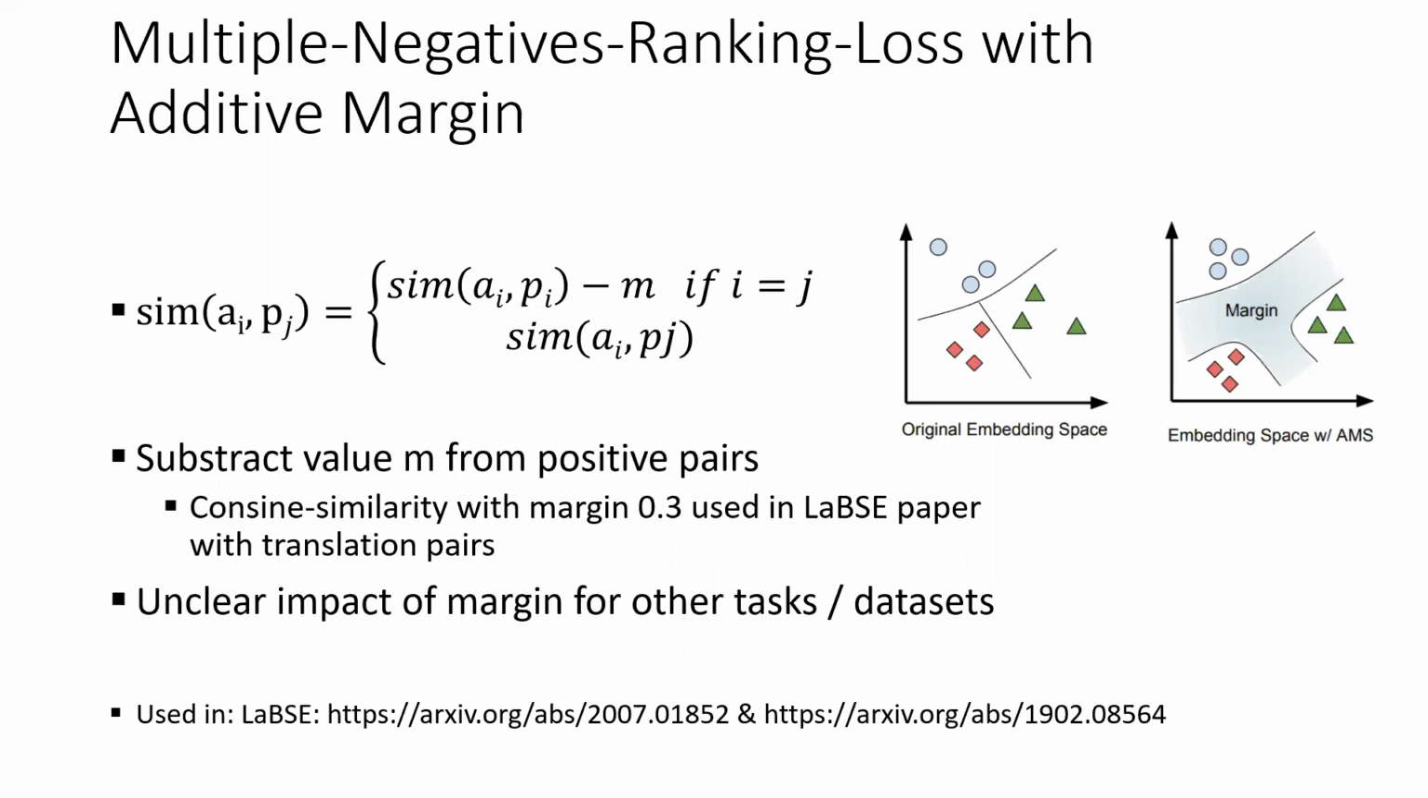Again, the impact of the margin: in the paper, they showed that it works well when you do multilingual training, where you train with translation pairs. So you have an English sentence and a Chinese sentence, for example, and you want to have them close in the vector space. But the impact of the margin is unclear for other tasks and data sets. So it could be a modification that is helpful, but it could also harm the training for other tasks and data sets.